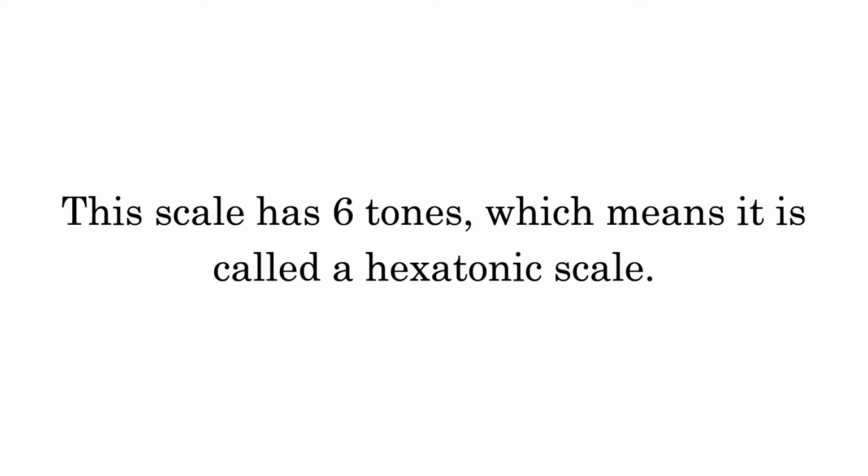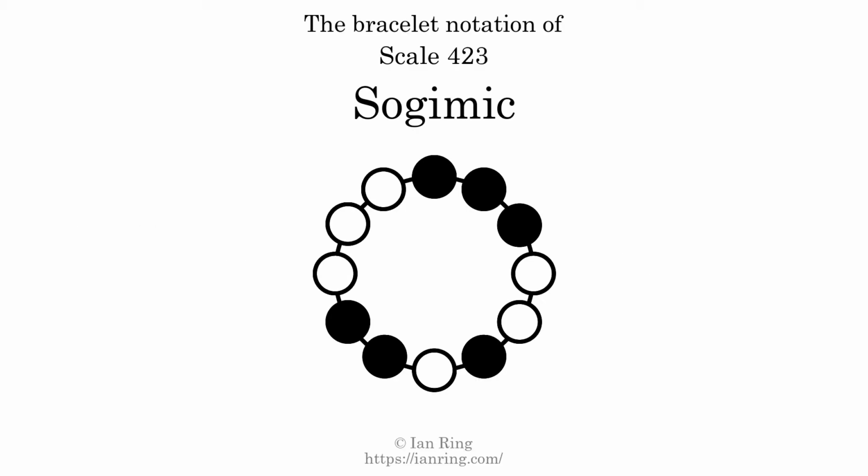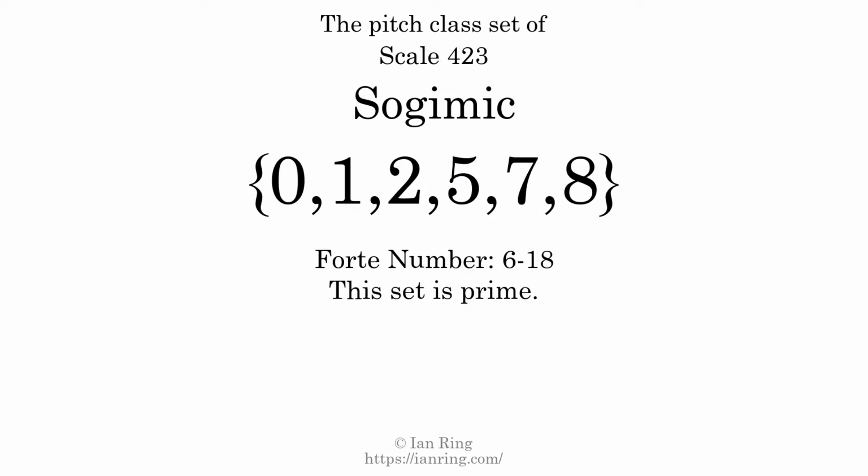This scale has 6 tones, which means it is called a hexatonic scale. This is a bracelet notation diagram of scale 423. The shaded circles represent tones that appear in the scale, and they are read clockwise, starting at the top. The pitch class set for this scale is 0, 1, 2, 5, 7, 8.